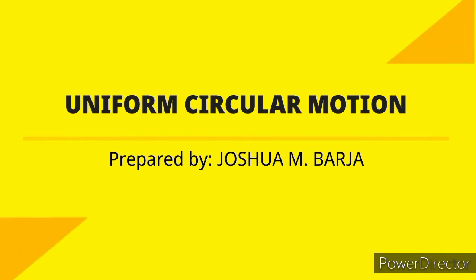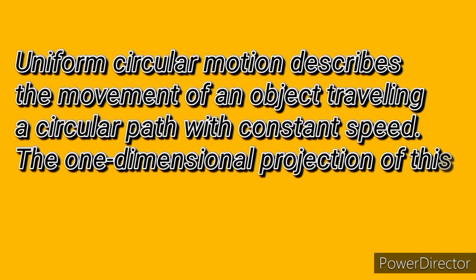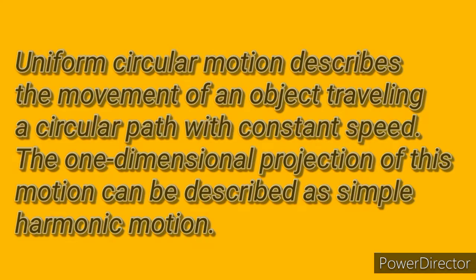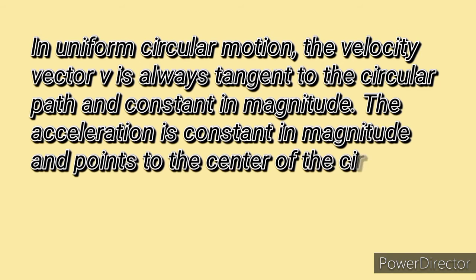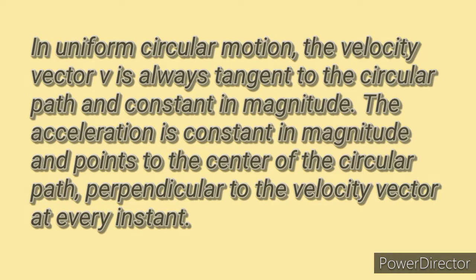Uniform circular motion. Uniform circular motion describes the movement of an object traveling a circular path with constant speed. The one-dimensional projection of this motion can be described as simple harmonic motion. In uniform circular motion, the velocity vector v is always tangent to the circular path and constant in magnitude. The acceleration is constant in magnitude and points to the center of the circular path, perpendicular to the velocity vector at every instant.